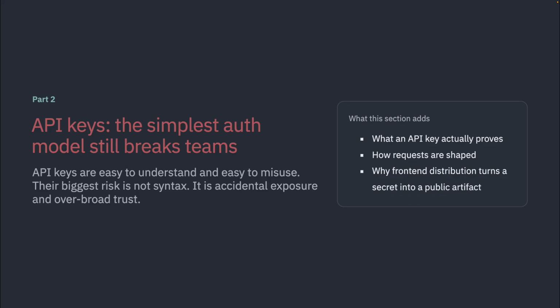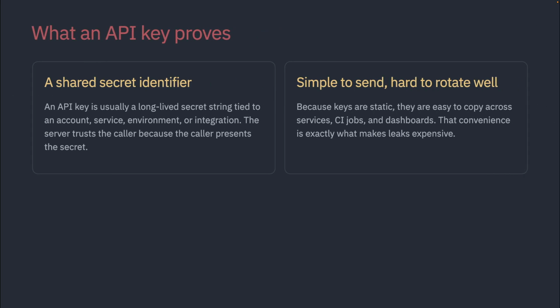API keys are the simplest way, but we need to be careful because an API key proves who is making the request, and front-end distribution turns it from a secret into a public artifact. So if we expose the API keys, we can be in a problem. An API key is a shared secret identifier, simple to send but hard to rotate. That means it is something that doesn't change.